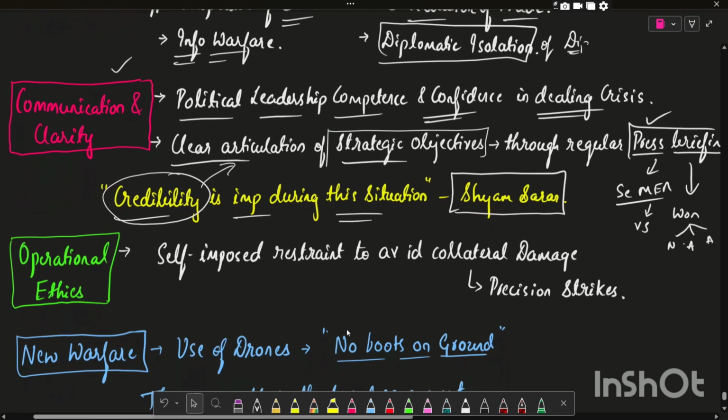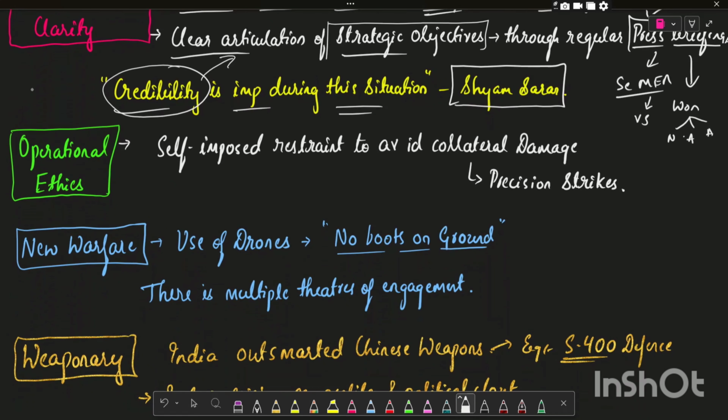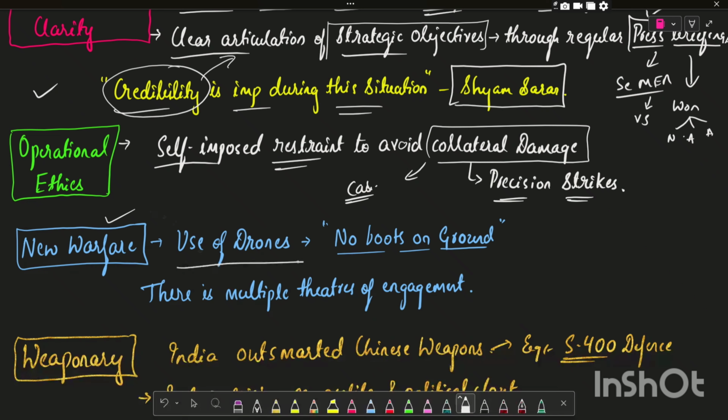And another aspect of Operation Sindoor is operational ethics, where India self-imposed restraint to avoid collateral damage through precision strikes. India avoided any type of casualties. And there was also a new type of warfare where the use of drones was dominant. You can also write the term no boots on ground.